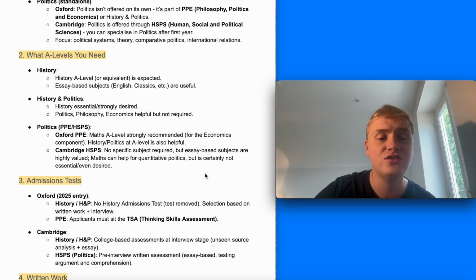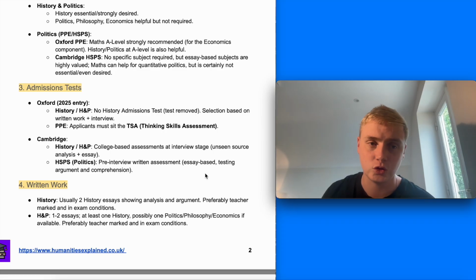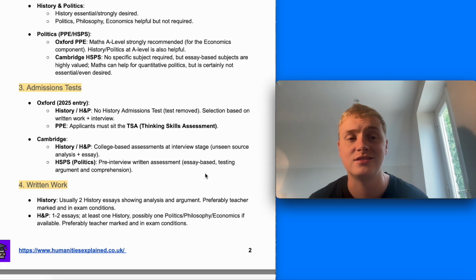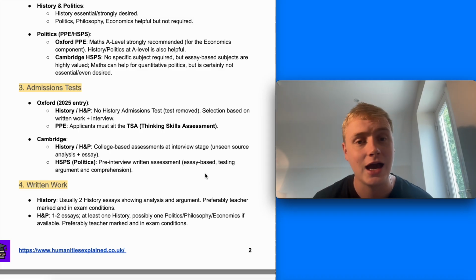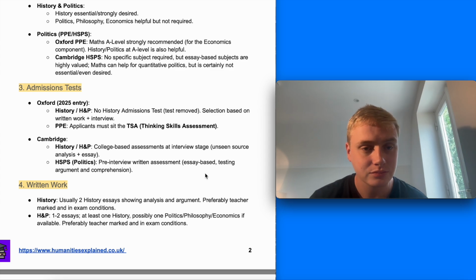In terms of admissions tests, for Oxford for 2025 entry and 2026 entry applying in 2025, there's now no longer a history admissions test. That's been removed for history and politics, and instead selection is based on the written work and the interview, which were there in place anyway.